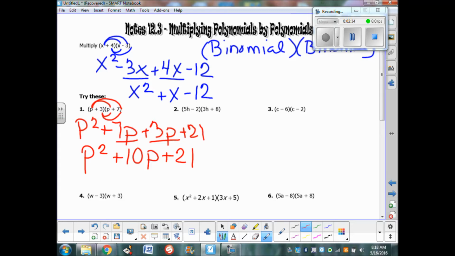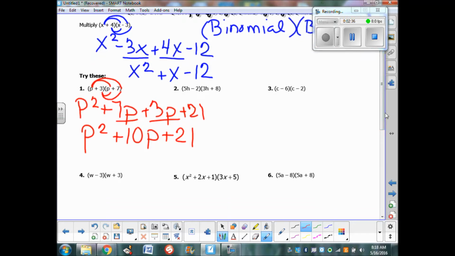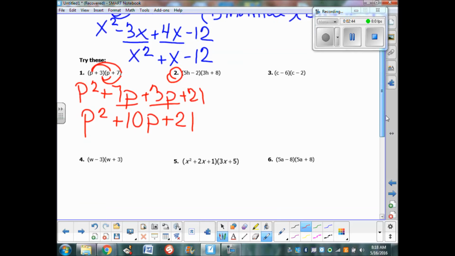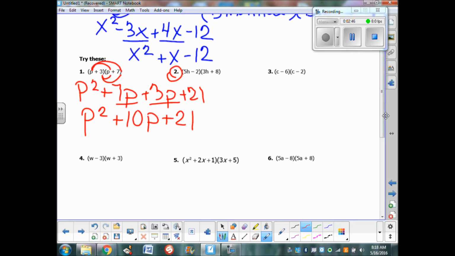I'm going to show you a little sort of graphic organizer. I'm going to have you guys try number 2 on your own. That's what you're going to come to class with. Let's do number 3. And let's draw a little graphic organizer to sort of organize our thoughts. We're still doing the same thing, but with some type of graphic. We have a binomial times a binomial.